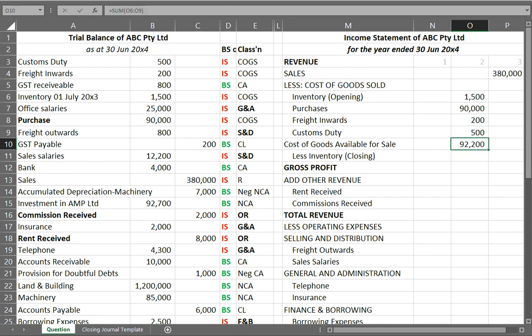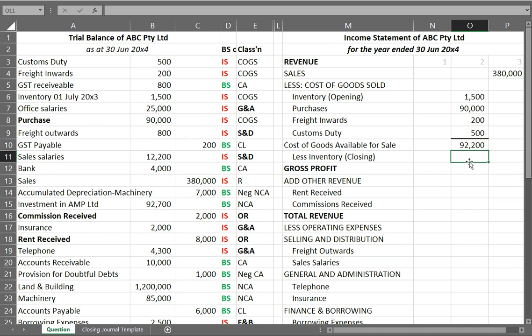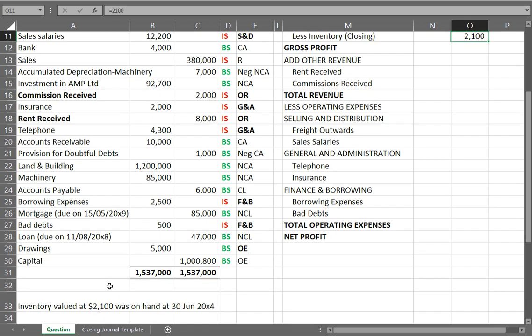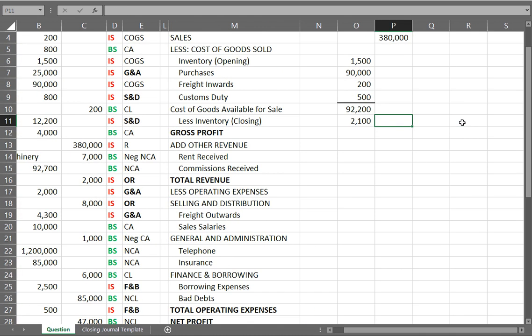Now remember, in accounting we show calculations by using the line. So when you draw the line like that, that means $92,200 is the sum of all of the above. Less closing stock. Well, we know closing stock from over here, so it's $2,100. Now we can calculate gross profit and cost of goods sold.